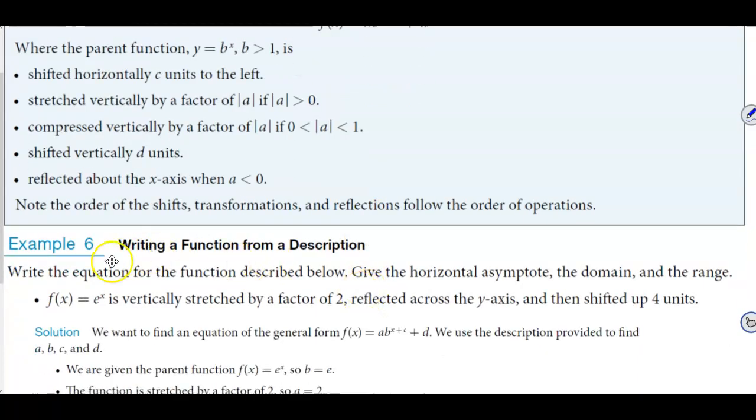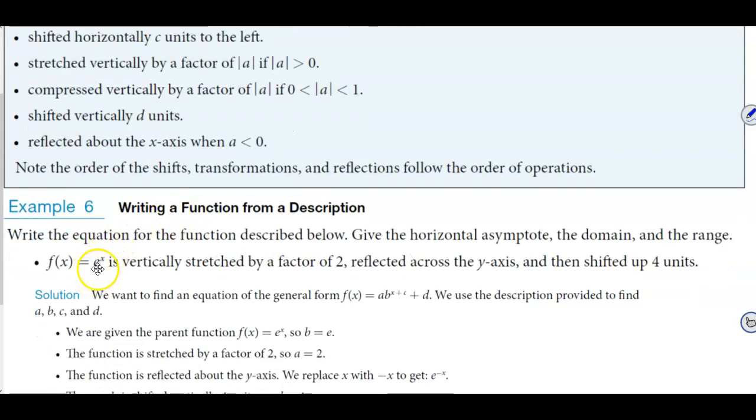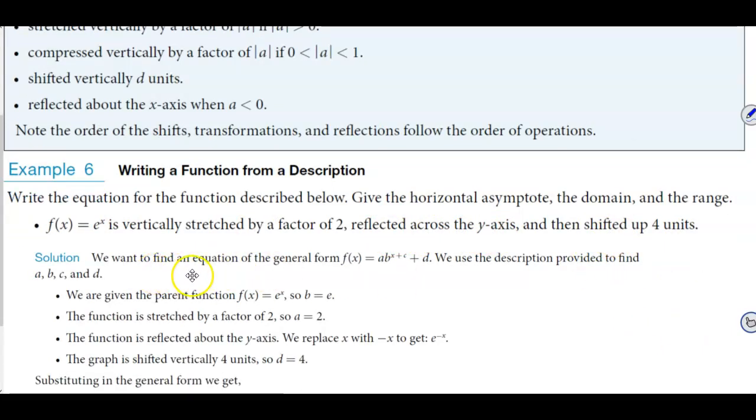So in this question here, it says we want to write the equation for the function described below, and we're going to give the horizontal asymptote, the domain, and the range. Now f of x is going to equal e to the x, vertically stretched by a factor of 2, reflected across the y-axis, and then shifted up 4 units. What we want to find is an equation of the general form, f of x equals a times b to the x plus c power plus d, and we're going to use that description provided to find a, b, c, and d.